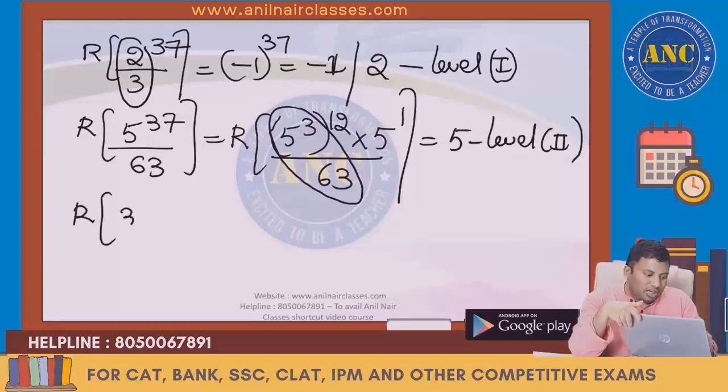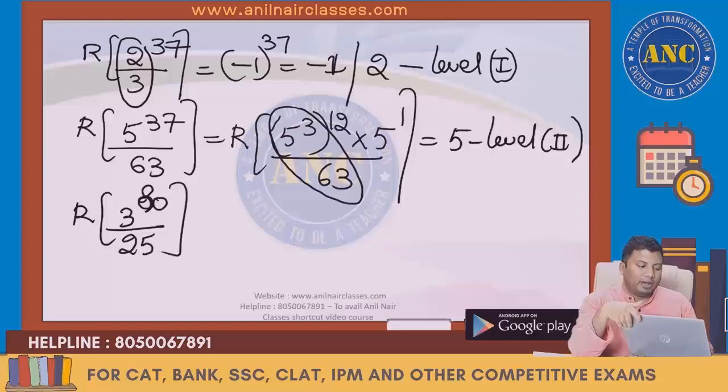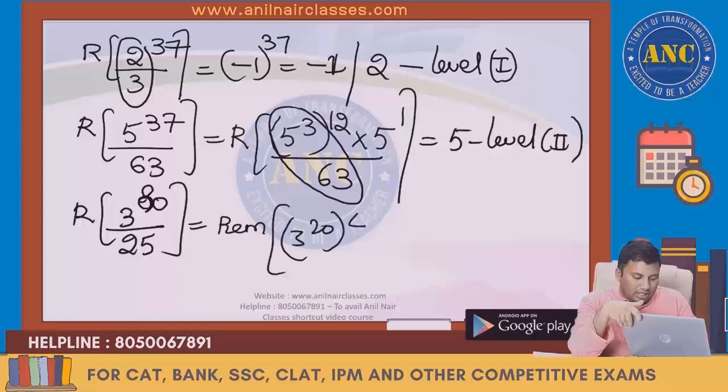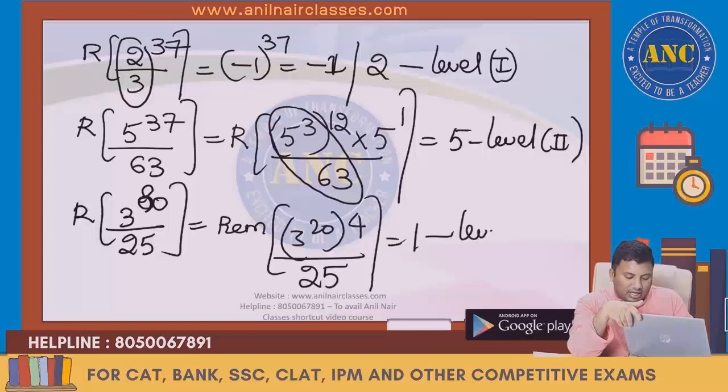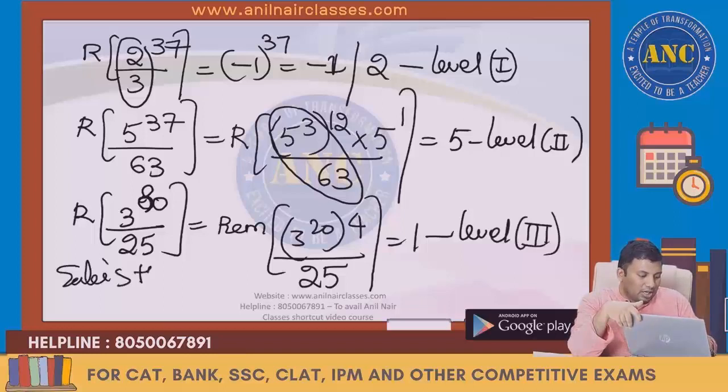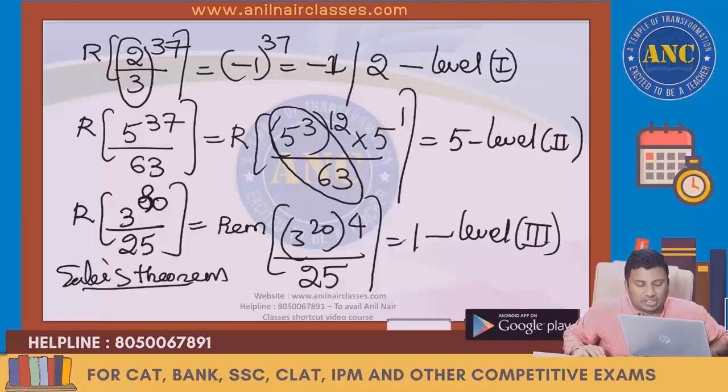Remainder when 3 power 80 is divided by 5. I did it by using the remainder of 3 power 20, power 4, divided by 25, which is 1. This is the level 3 question, which is nothing but an application of Euler's theorem. There is a drawback in Euler's theorem, which we will discuss. Then we will get into level 1, level 2, level 3 kind of questions.